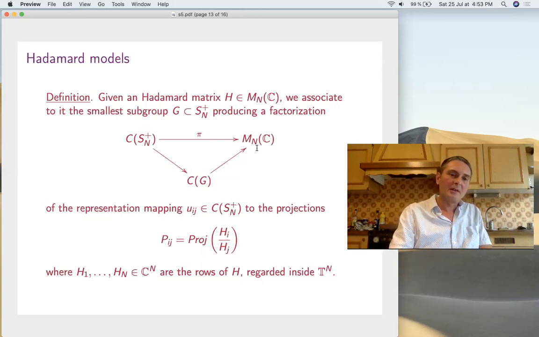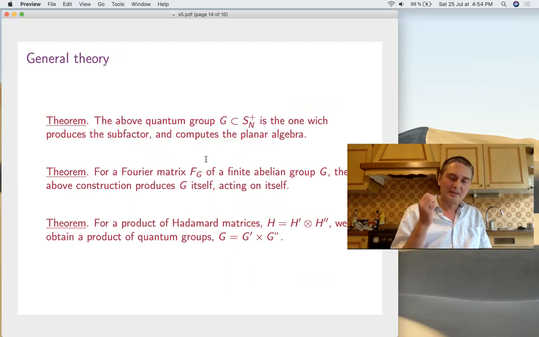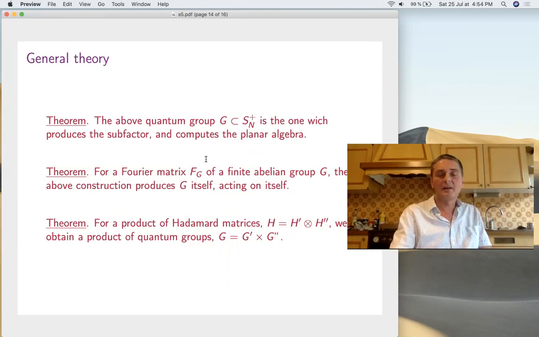So I make the representation, and then I look at all the quantum groups through which it factorizes, and I pick the smallest one. So that's the so-called Hopf image construction. And that's it. Any Hadamard matrix H produces a quantum permutation group in this way, right? You just take this magic matrix and factorize, that's all. Now, the theory, first of all, is that this is the quantum group we're talking about, comparing the subfactor, planar algebra, everything. So that's kind of standard.